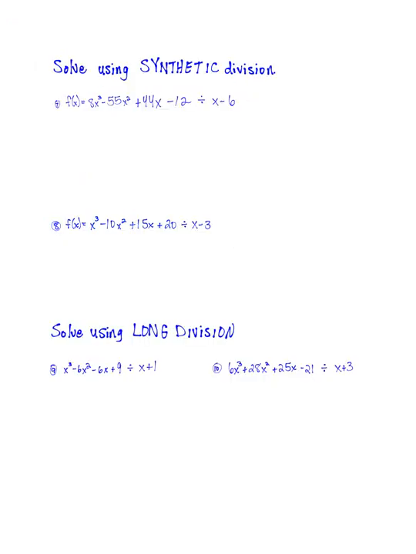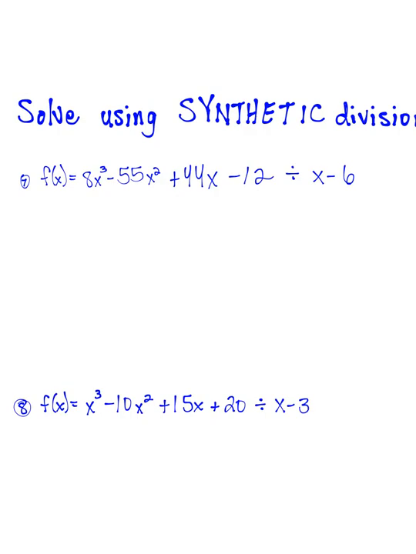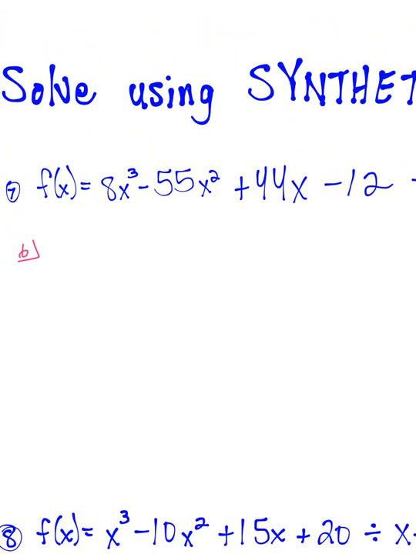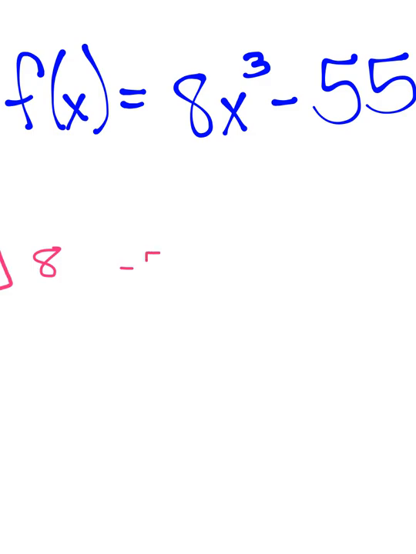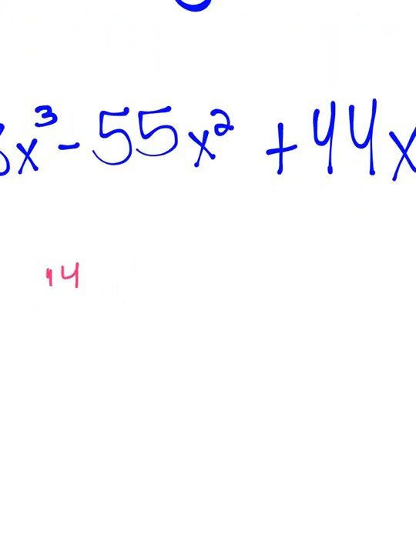All right, let's look at the ones. You guys are going to have 2 synthetic division ones. The numbers might get big, but that's okay because you're going to have your calculator. So how do I do synthetic division? What do I do first? Okay, I'm going to take x minus 6 and set it equal to 0. So I get x equals what? X equals 6. So in the corner, right here, I'm going to put x equals 6. Now what do I do? I write all the coefficients out. So my coefficients are 8. Then what? Negative 55. Positive 44. And negative 12.